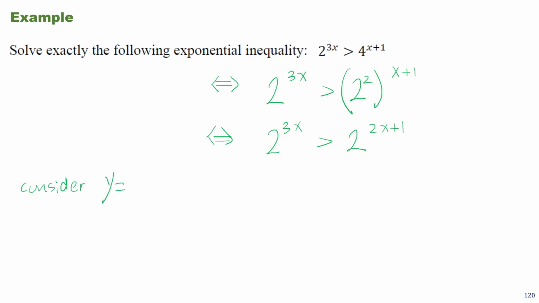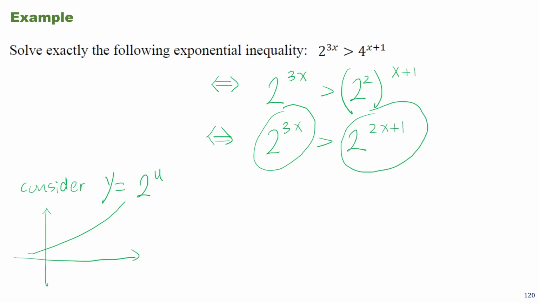Consider the function y equals 2 to the power of u. This is actually an increasing function whose graph looks like this, right? It's an increasing function. So when the input is larger, you will have a larger output, right? So the left side is the image of that function. The right side is also another image of that function. So in order to have the left side greater than the right side, we need to ensure 3x is larger than 2x plus 1, right? Because larger input means larger output, right?